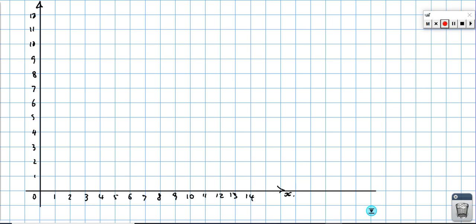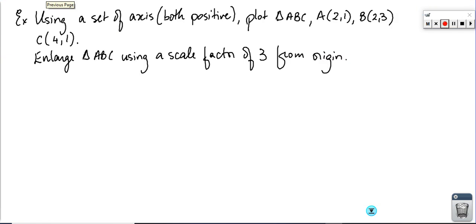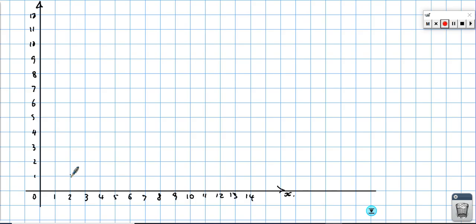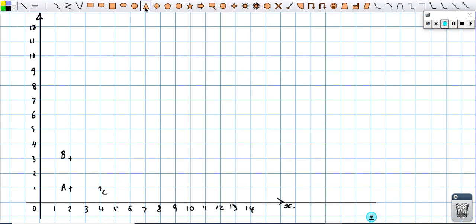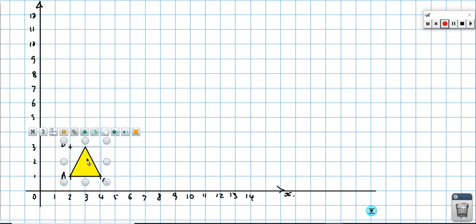So our triangle, let's remember what were the coordinates. Our triangle was A 2,1, B 2,3, and C 4,1. That's our triangle ABC. Let's draw the triangle so it will be much easier for us. That is our triangle. So we need to enlarge this triangle by a scale factor of 3 from this center point here.